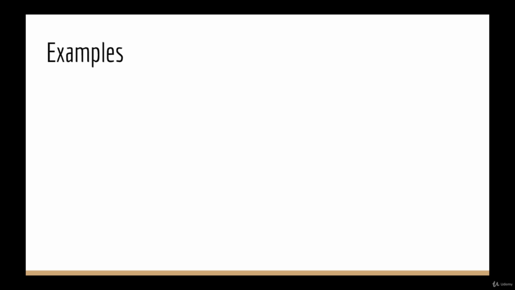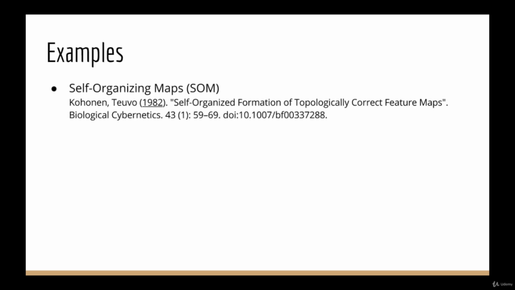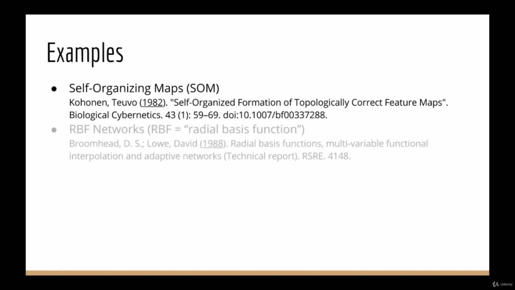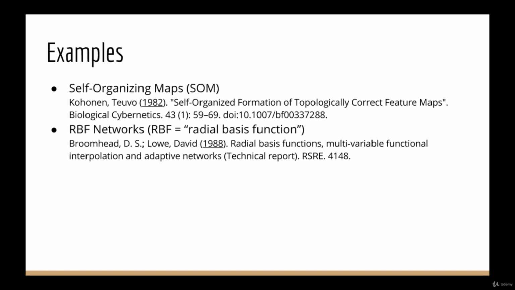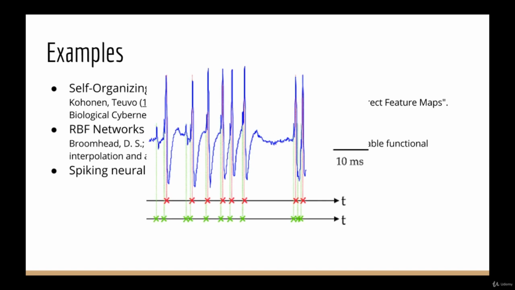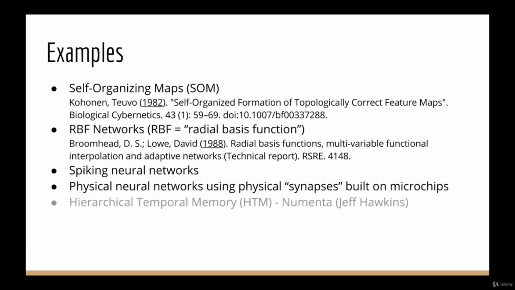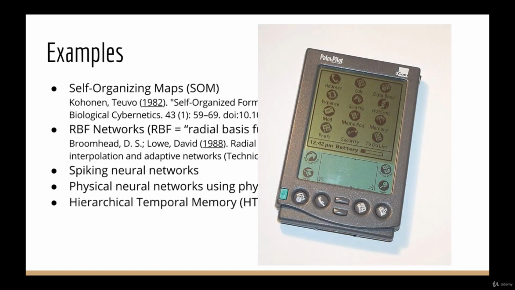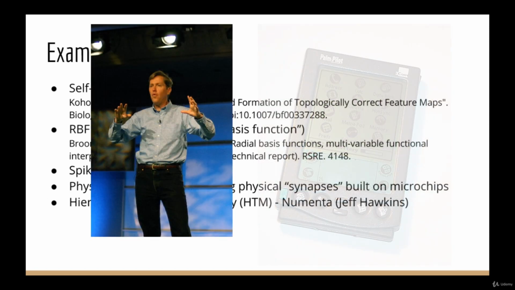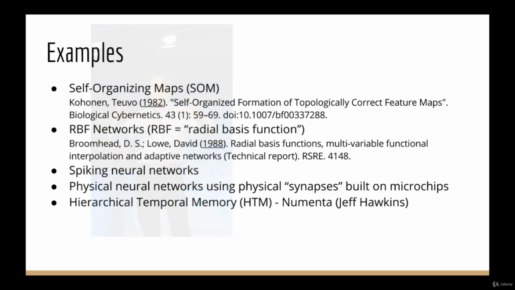Some examples are self-organizing maps, or SOMs. These are for unsupervised learning. RBF networks, which use a radial basis function. Spiking neural networks, which use spikes or action potentials, just like the biological brain. We have some teams that are trying to build physical neural networks using specially designed microchips that act like synapses in the brain. And if you guys are old enough to remember the Palm Pilot, Jeff Hawkins, the founder of that company, went on to start Numenta, which focuses on understanding the brain. They created something called the hierarchical temporal memory, or HTM.